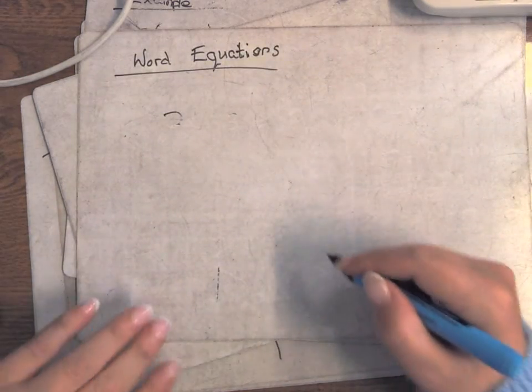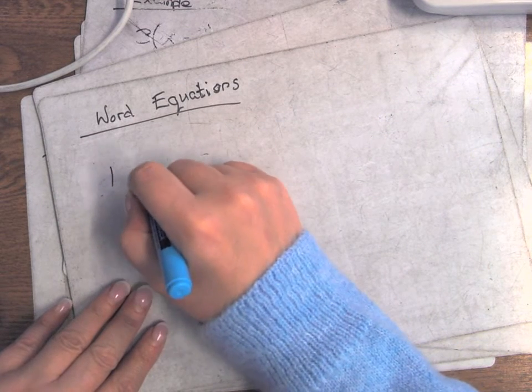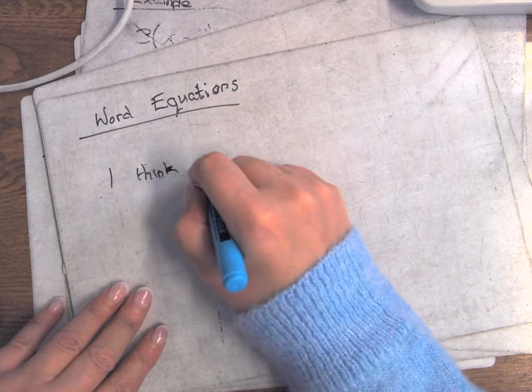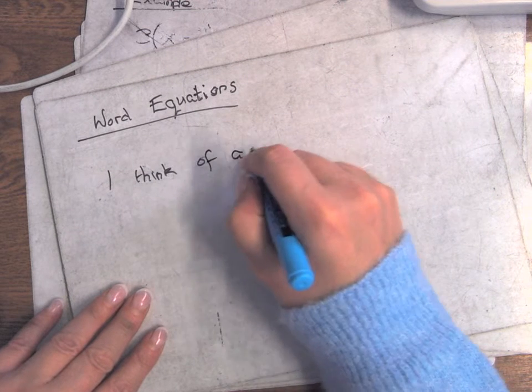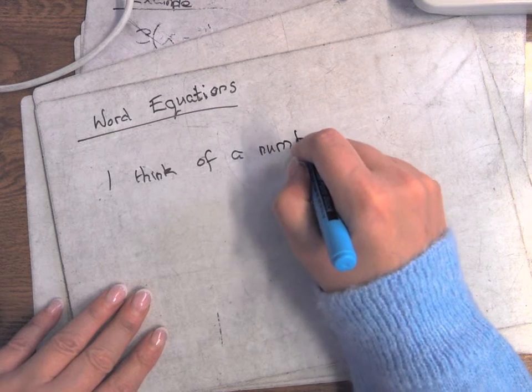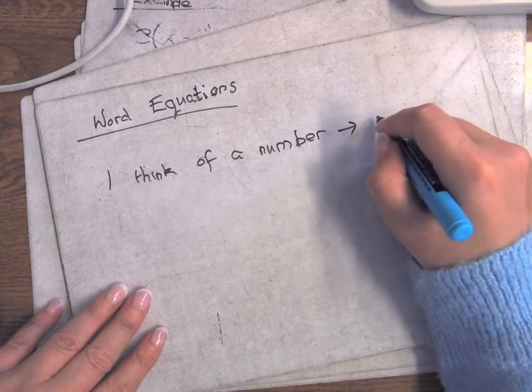actually, before I do examples, they're going to say, I think of a number. Right. You don't know what the number is. Okay? So you don't know what the number is. So you call the number X.